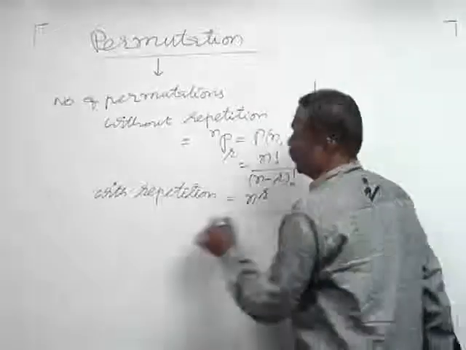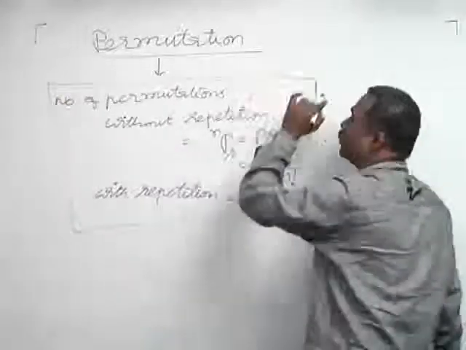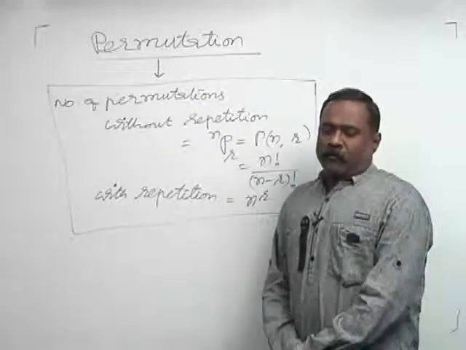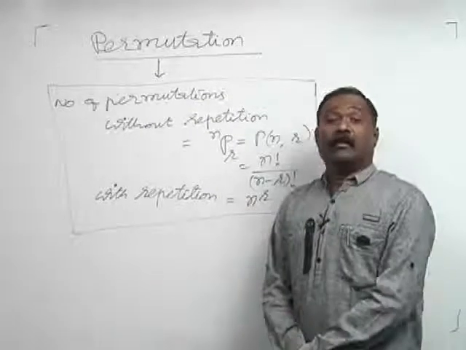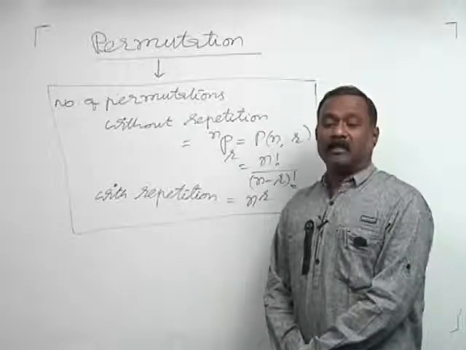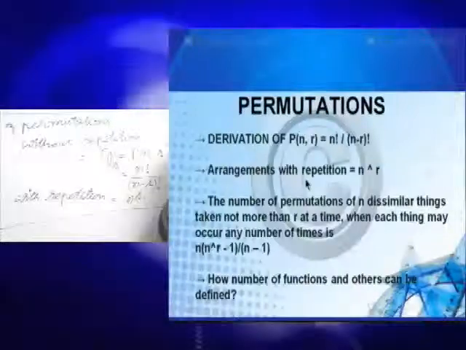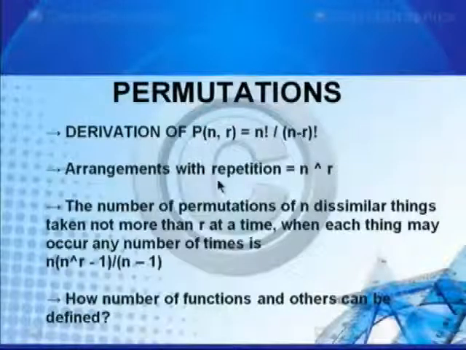So understand the difference here with repetition and without repetition. That's what you can see in the first slide, that is the derivation of P of n comma r, n factorial upon n minus r factorial. That's what I just derived. Arrangements with repetition, it is n power r.